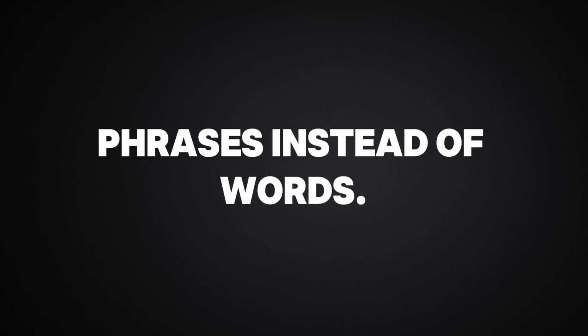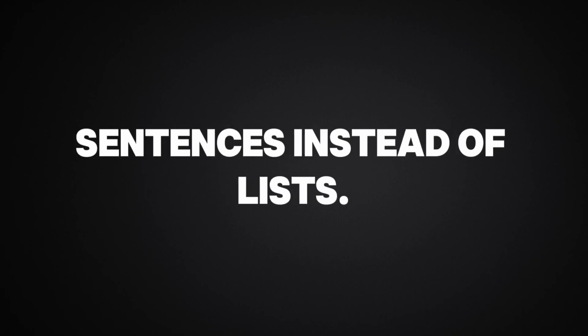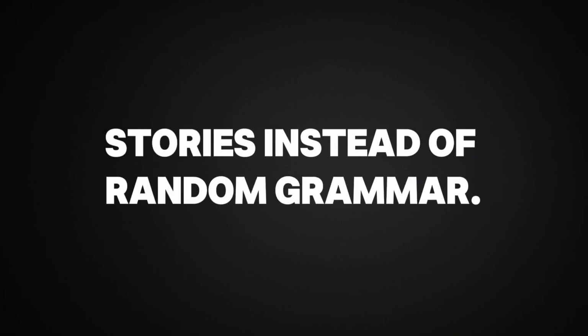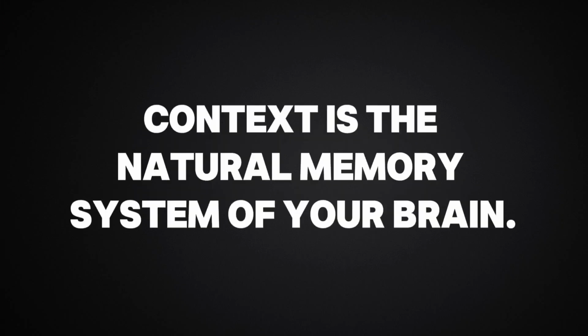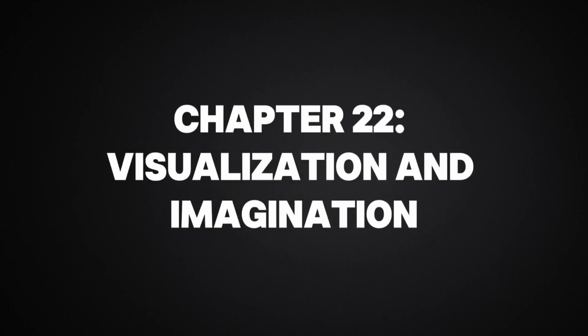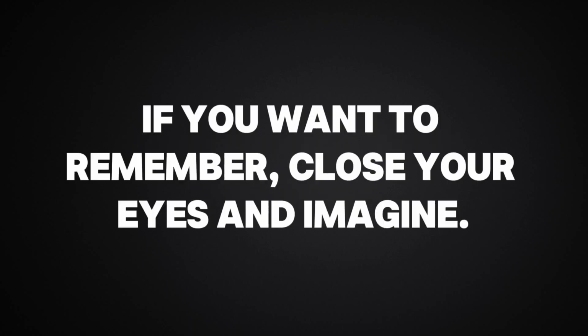Phrases instead of words, sentences instead of lists, stories instead of random grammar. Context is the natural memory system of your brain. Chapter 22. Visualization and Imagination. Your brain loves pictures. If you want to remember, close your eyes and imagine.